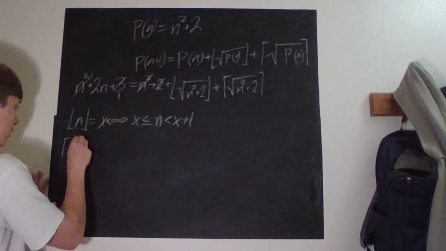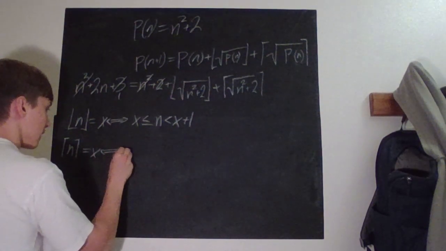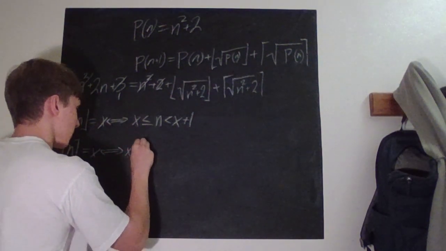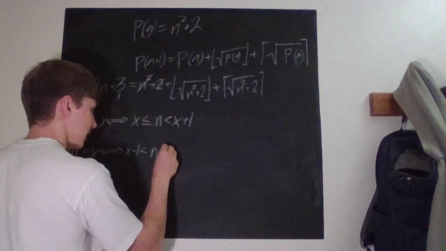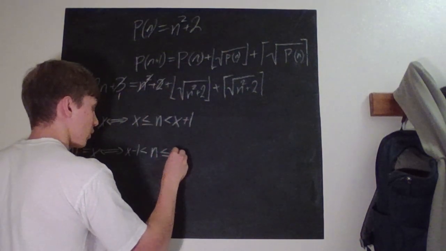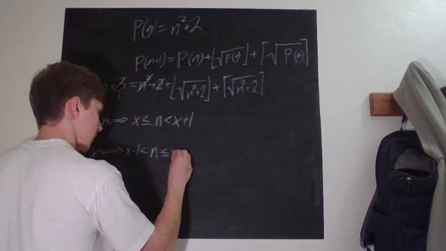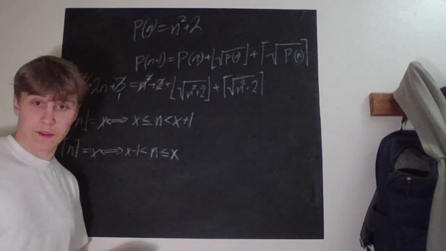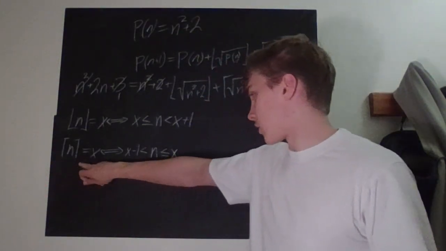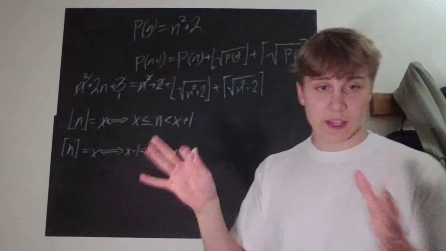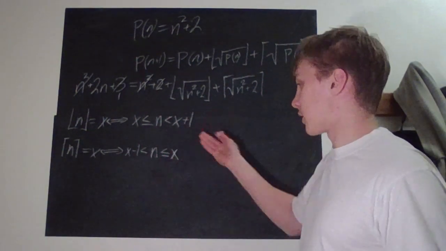The roof of n is equal to x. What is that equivalent to? That means that x minus 1 is strictly less than n, which is less than or equal to x. Because if it's equal to x minus 1, then the roof function of n is just x. So if it's anywhere in between, it goes upwards, but also including if it's actually equal to x.